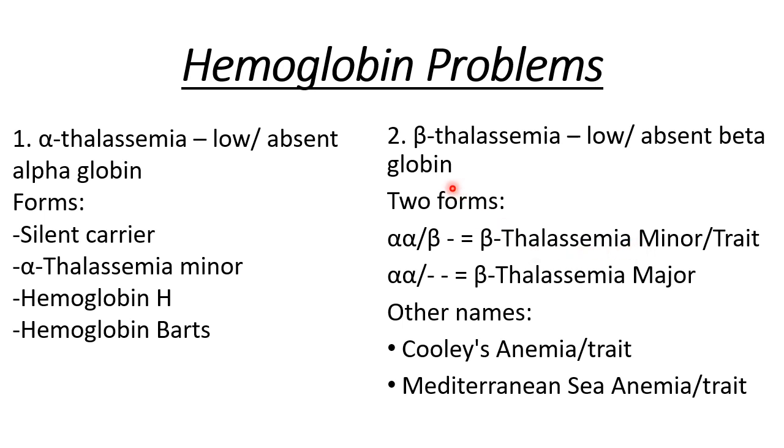Okay, next thalassemia is your beta thalassemia caused by low or absent beta globin chain. So, meron tayong minor and major. Kapag isa lang ang beta na absent, minor. Pag yung dalawang beta globin chain ang absent, beta thalassemia major na. In other books, pwede nyo mabasa, other name ng beta thalassemia is Cooley's anemia or Mediterranean Sea anemia.